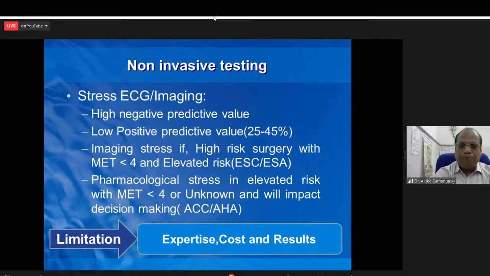For example, all this type of tests have a very low positive predictive value. That means whatever may be the result, sometimes the patient does not actually land up in any major adverse cardiovascular event, despite it being predicted on a stress imaging tracing.